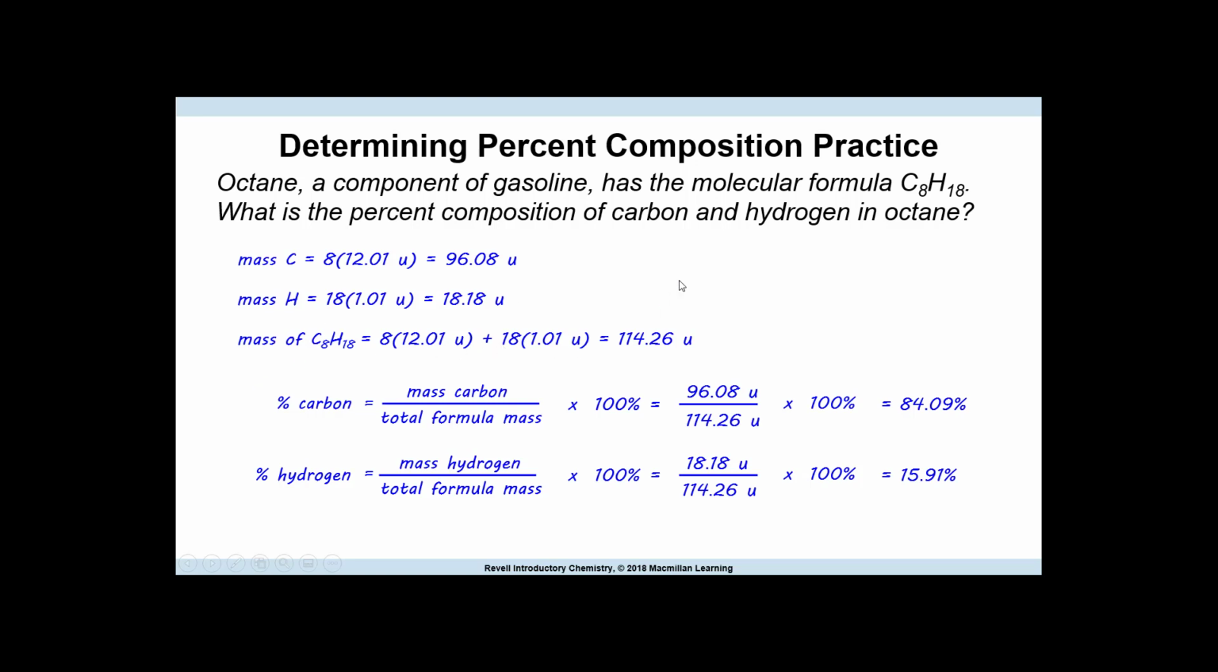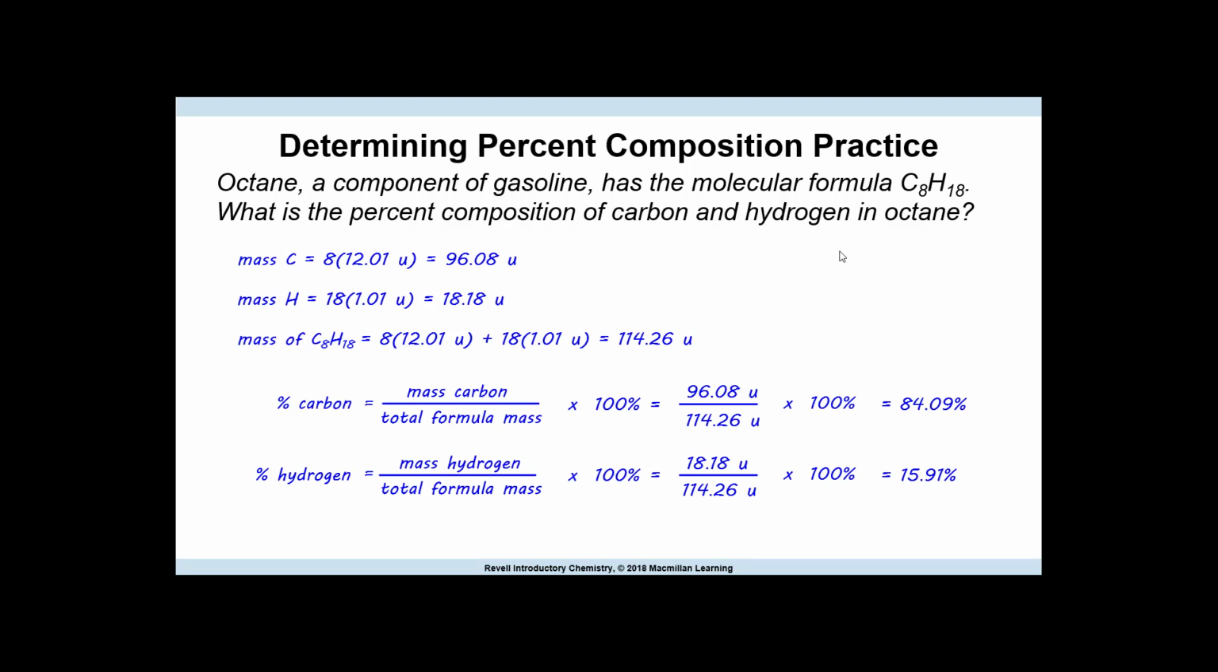So we're going to add these together because remember, we need the total. That's the whole pie. And in this case, it's 114.26. So we account for everything here, and this is the total. So this total mass accounts for the mass of octane. All right, so now we need to know the percent composition of both of them.